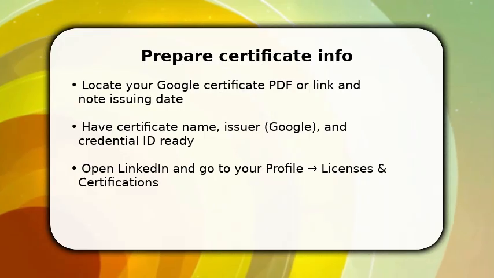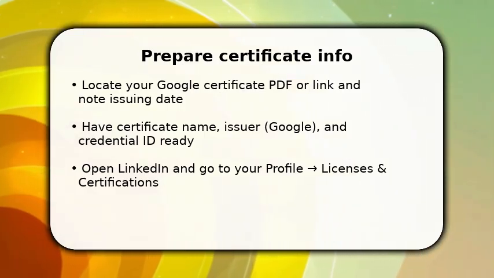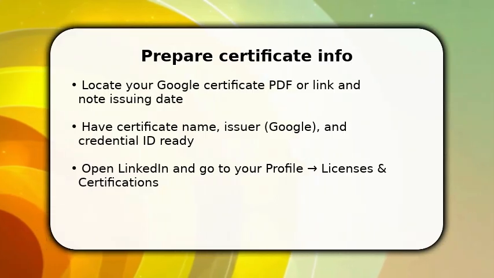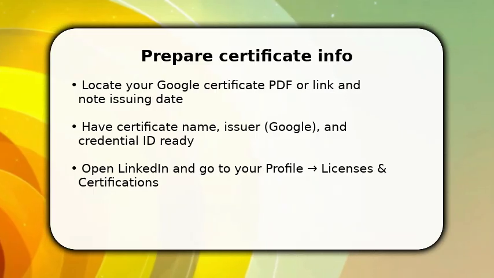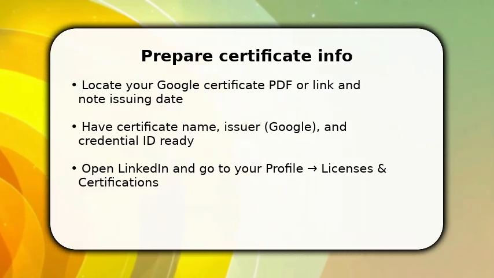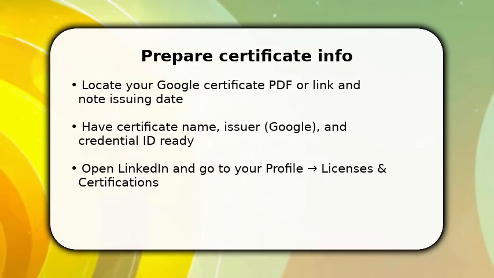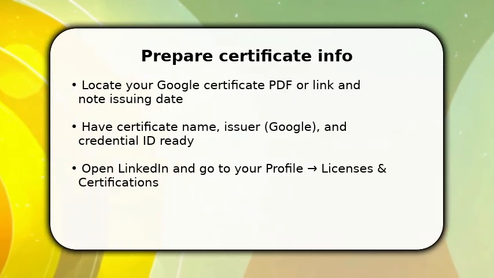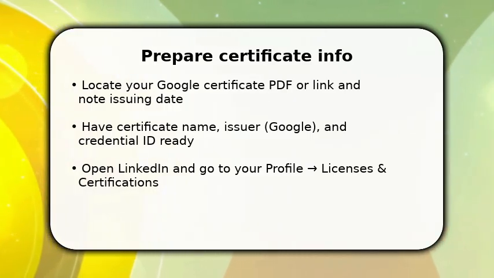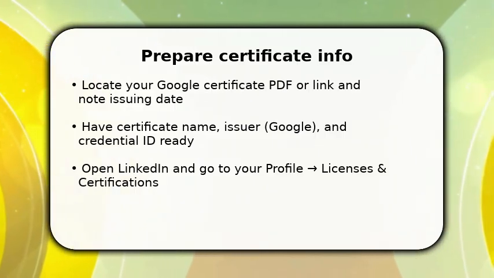You start by gathering the essentials: the certificate PDF or link, the exact certificate name, the issuer listed as Google, and the credential ID. Once done, open LinkedIn and navigate to your profile, then Licenses and Certifications. Make sure you're logged into the account you want the certificate on. If you have a URL for verification, copy it now. This prevents interruptions mid-entry and reduces errors when you fill the fields in the next step.